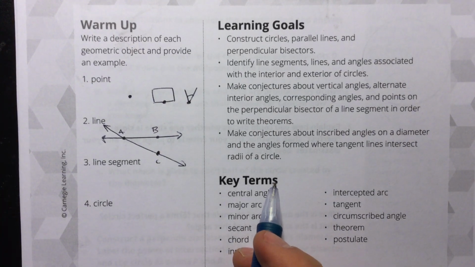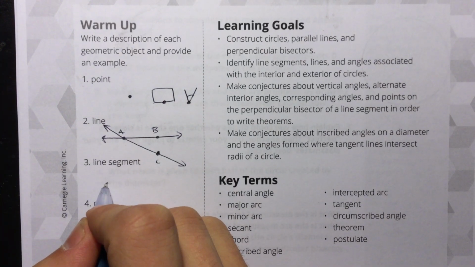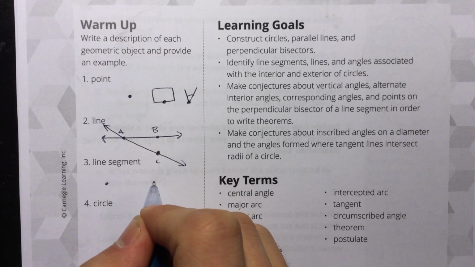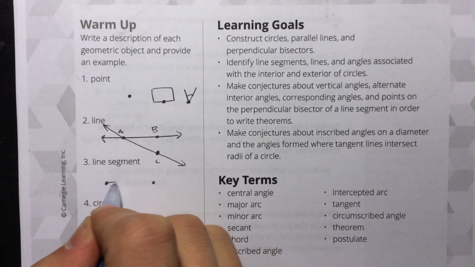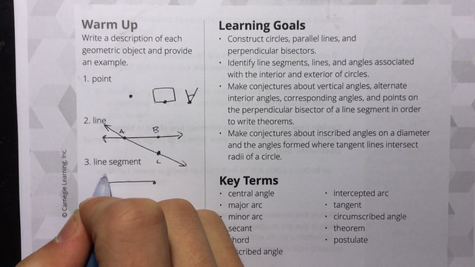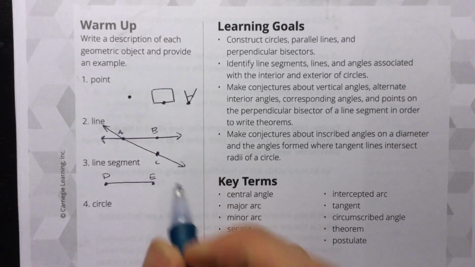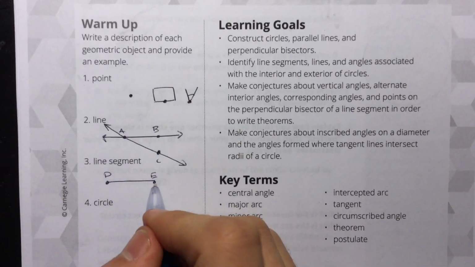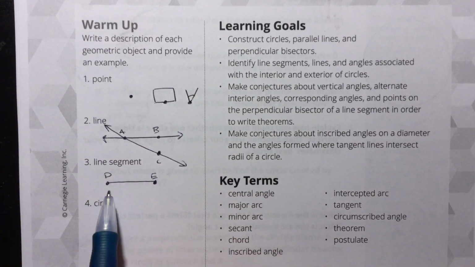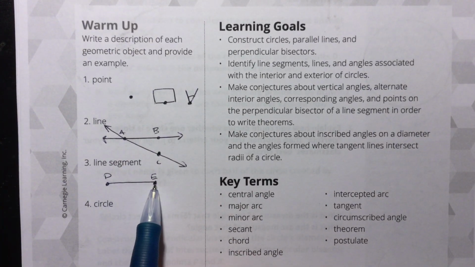Okay, a line segment has 2 endpoints and is connected by a line. The thing that is different between a line and a line segment is that a line goes off into eternity, infinity and beyond, like I was saying. A line segment has 2 definitive endpoints.